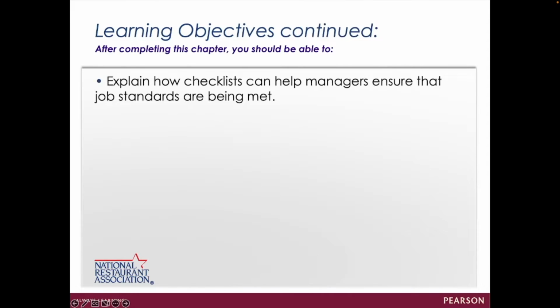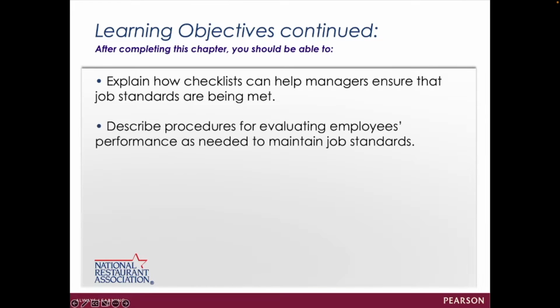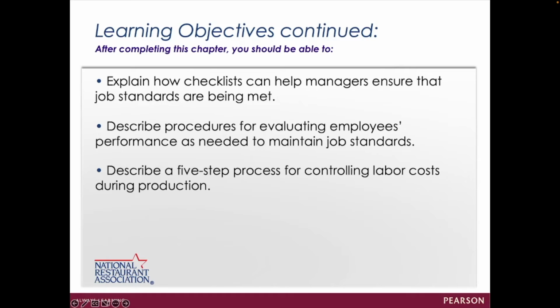Explain how checklists can help managers ensure that job standards are being met. Describe procedures for evaluating employees' performance as needed to maintain job standards. And describe the 5-step process for controlling labor costs during production.